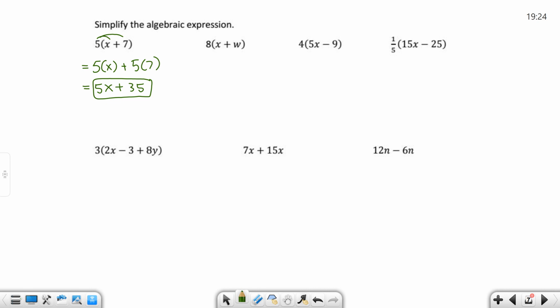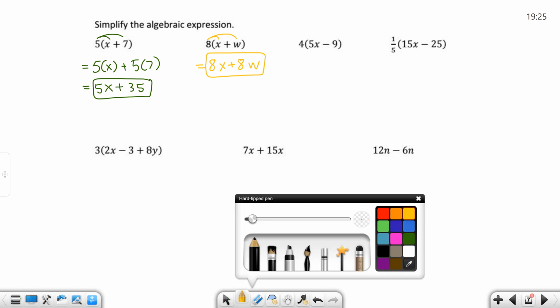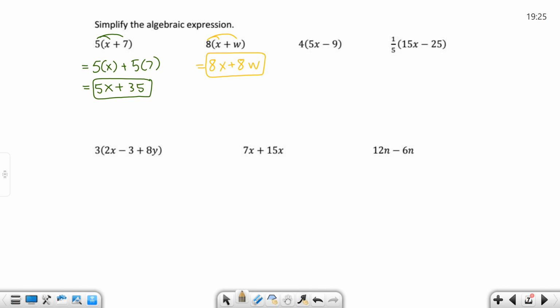8, and then parentheses, x plus w. So we're doing the same thing here. We're taking the 8 times both of these, and we're going to say 8x plus 8w. We're taking the 8 and we are distributing it to the x and the w. Then we have 4 times 5x minus 9. So we're going to take this 4 and distribute it. So this is going to be 20x, so 4 times 5x, right? 4 times 5 is 20, and then we have x, minus, right? A positive times a negative is negative. 4 times 9 is 36, so 20x minus 36.